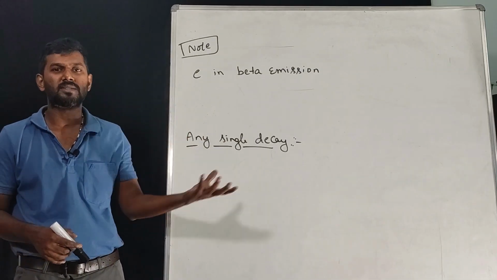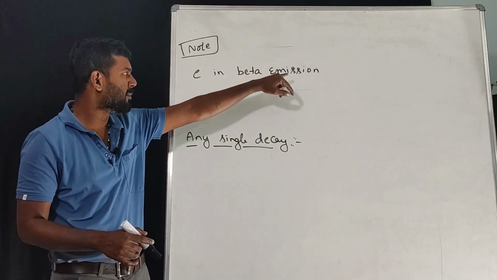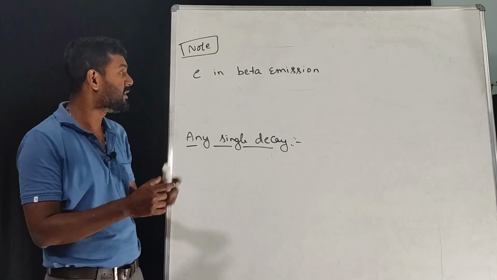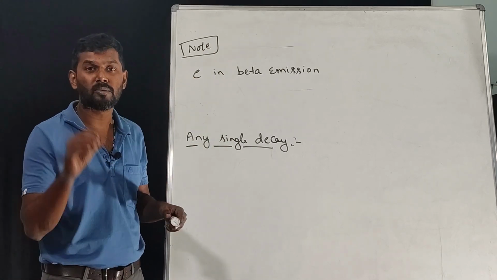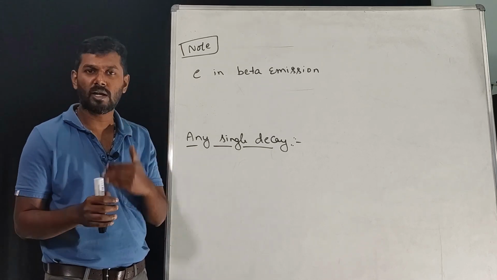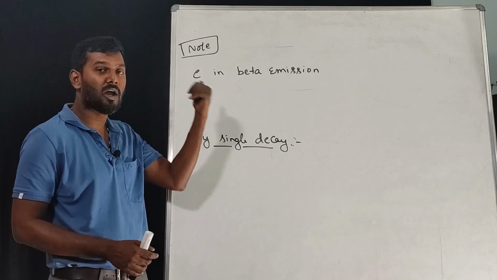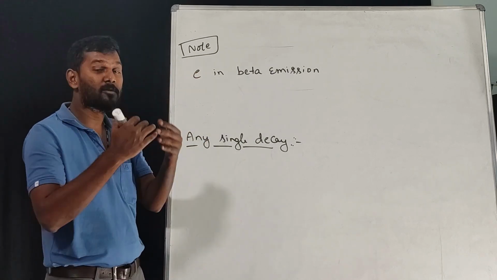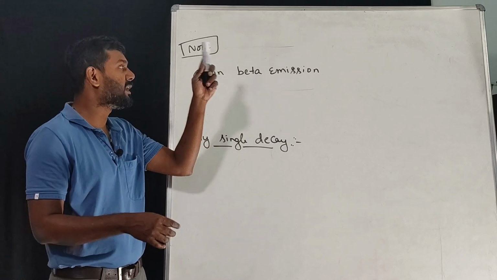Some notes about these emissions. Listen, during the beta emission, we know an electron will be released. This electron will not come from the nucleus. Keep that in mind, because in the nucleus we have only protons and neutrons. This electron will not be coming from the proton or neutron. This electron will be created during the beta emission.